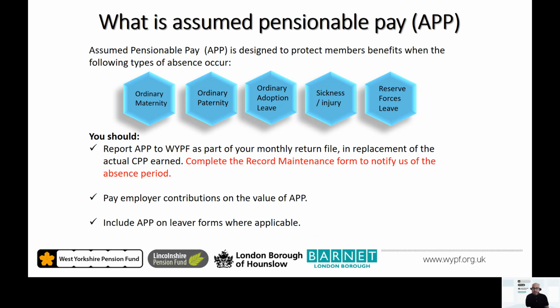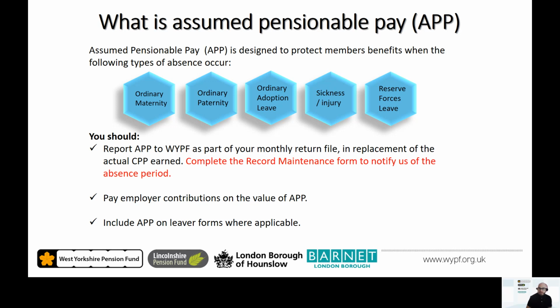As stated, APP is designed to protect members' pension pots where they have had a period of protected absence. So during any period of protected absence, the employer must report APP to West Yorkshire Pension Fund so that we can calculate the member's pension pot based on the APP and not the actual pay received by the member. So APP would apply in the following protected types of leave: ordinary maternity, ordinary paternity, and ordinary adoption leave, sickness and injury leave, and reserved forces leave.